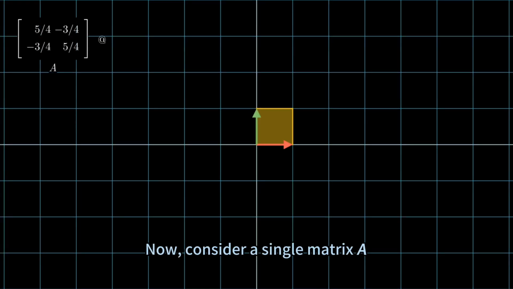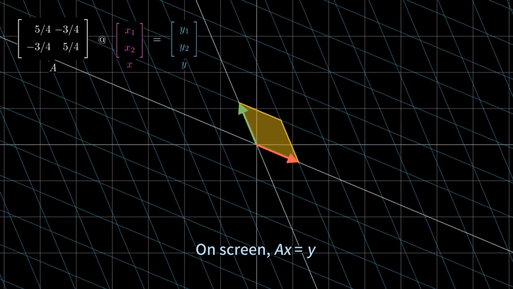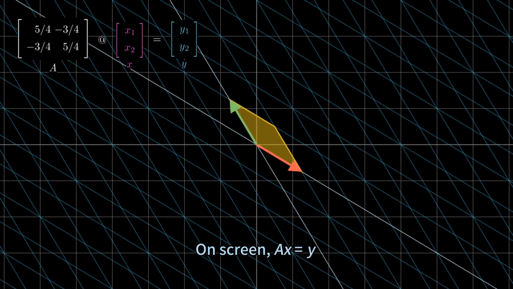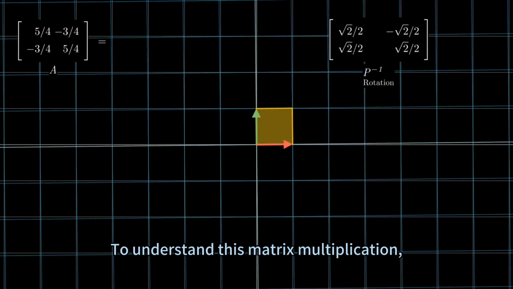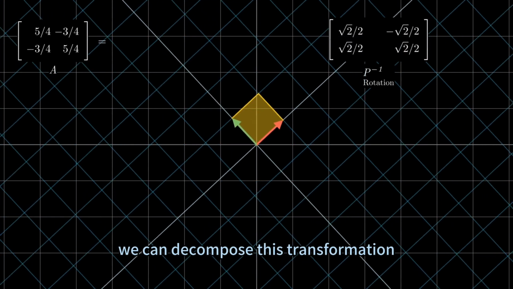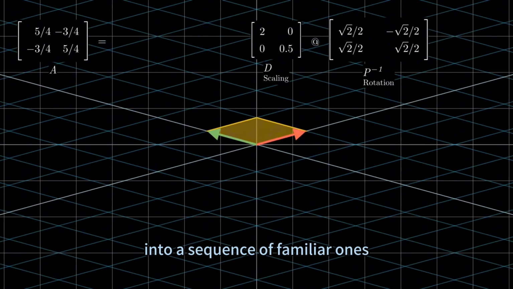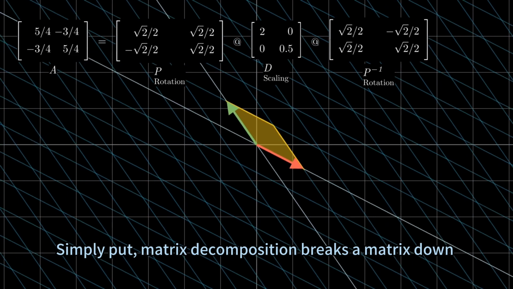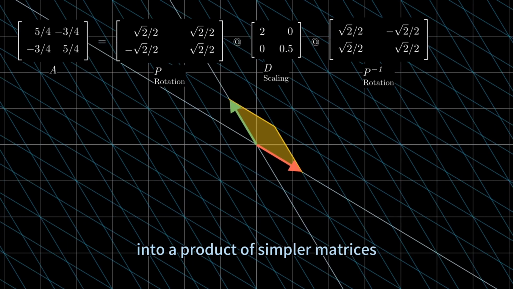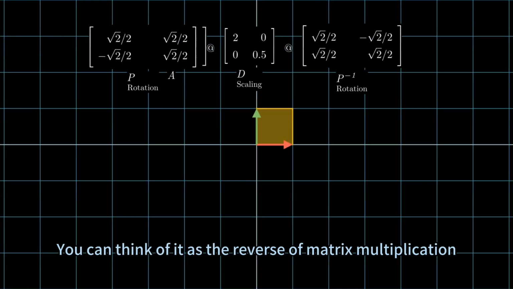Now consider a single matrix A. On screen, A times vector x gives us vector y. To understand this matrix multiplication, we can decompose this transformation into a sequence of familiar ones. Simply put, matrix decomposition breaks a matrix down into a product of simpler matrices. You can think of it as the reverse of matrix multiplication.